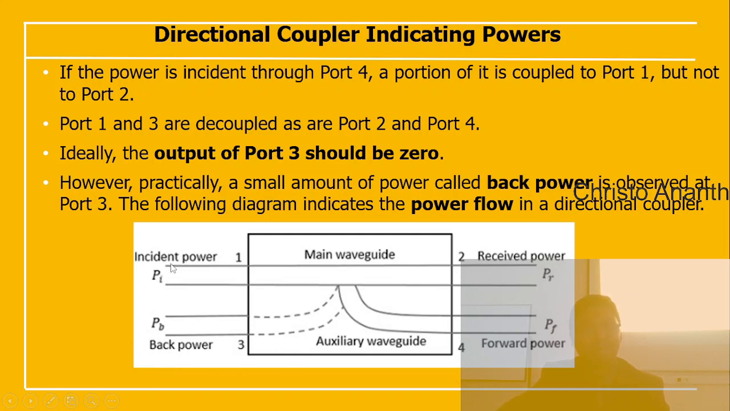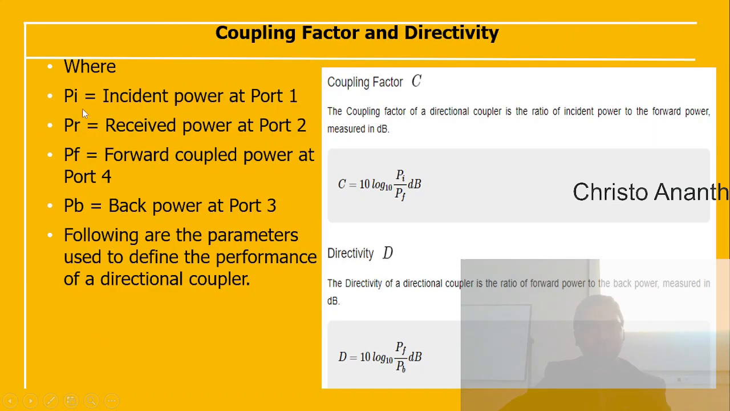So here we'll be having incident power, received power, back power, forward power, main waveguide, auxiliary waveguide. PI is the incident power at port 1, PR the received power at port 2, PF the forward coupled power at port 4, and PB the back power at port 3. From this we will define the coupling factor C, which is the ratio of the incident power to the forward power. So C, coupling factor, is 10 log PI divided by PF, in decibel.